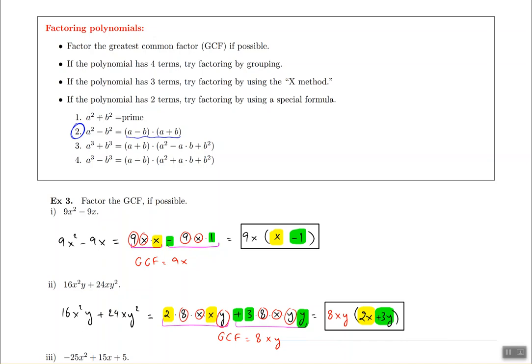Now, the summation, though, on the other hand, cannot be factored. So if you have 2 terms that are perfect squares but with a plus in the middle, that cannot be factored. So let's practice that technique with example number 4.